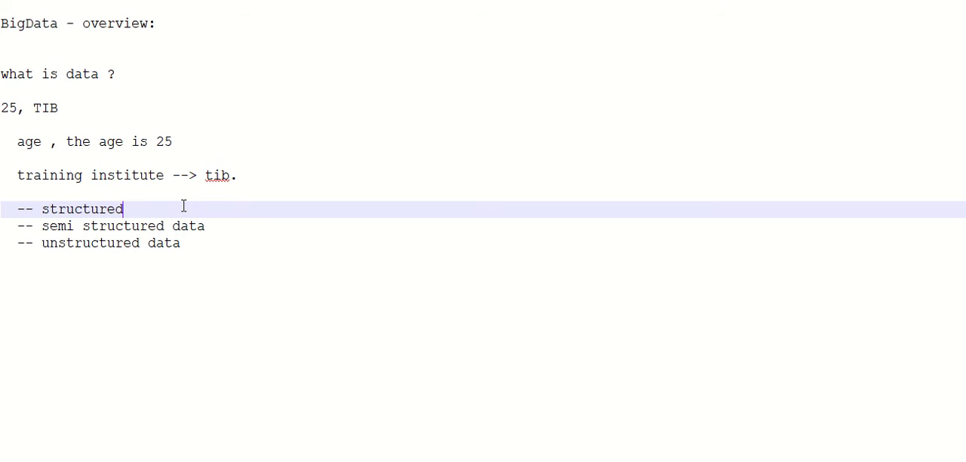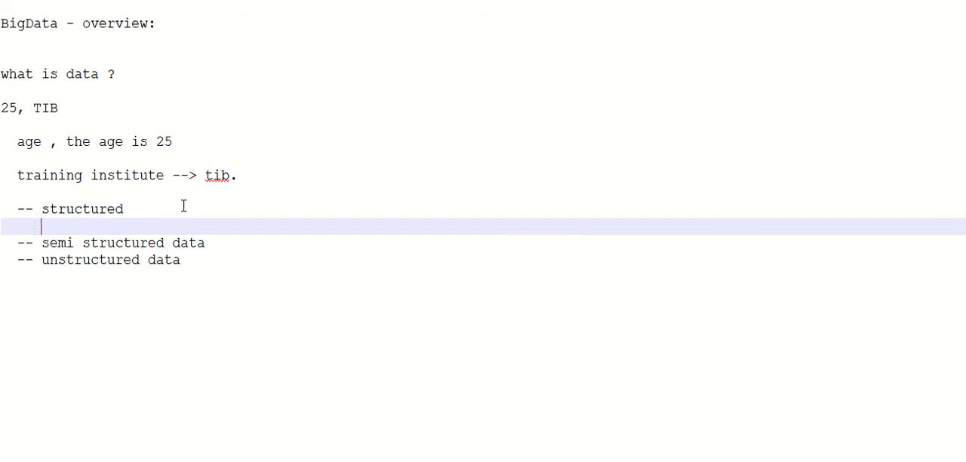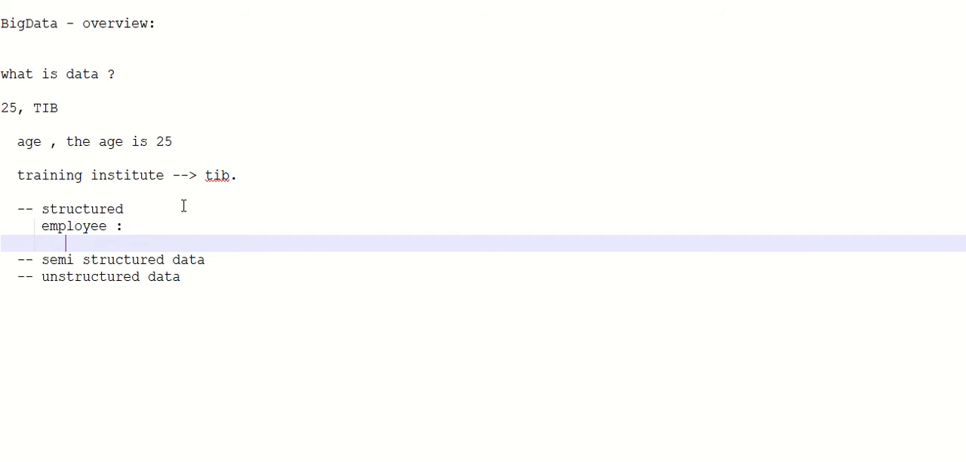For example, when I say employee data, what and all would I be storing? I would be storing employee ID, employee name, employee phone number, employee location, and so on. That's nothing but structured data, right? This is what I've been doing so far. So far, traditionally in my enterprise, I would be storing only structured data in my RDBMS, and the way of processing the structured data is nothing but RDBMS.